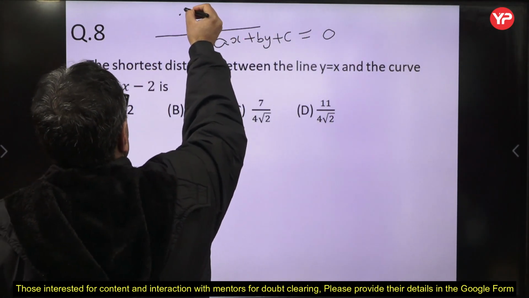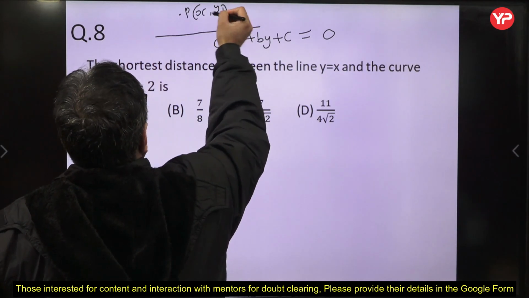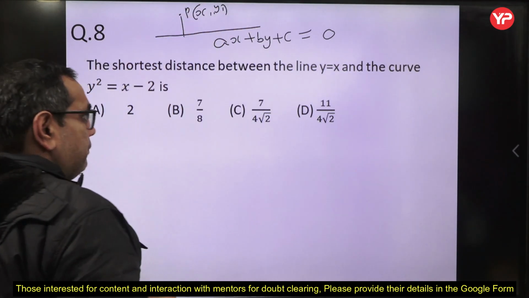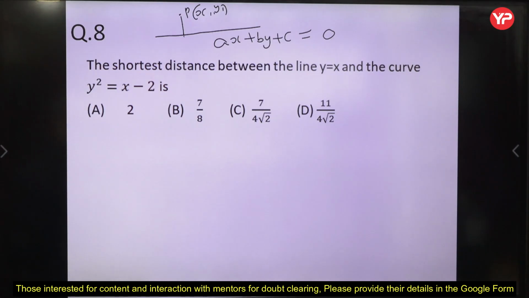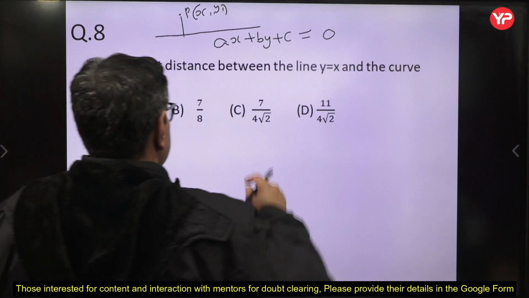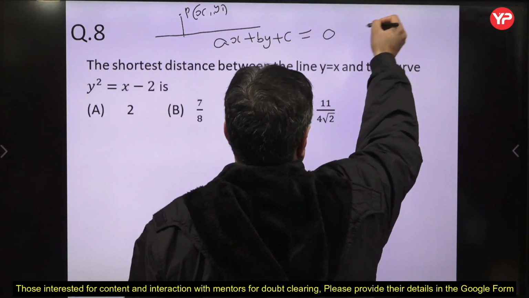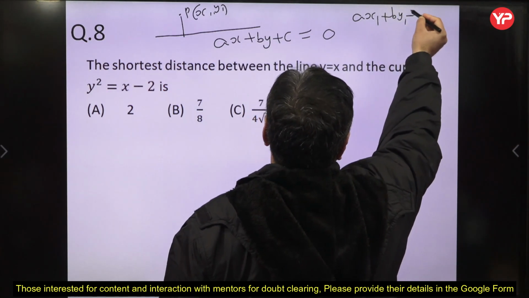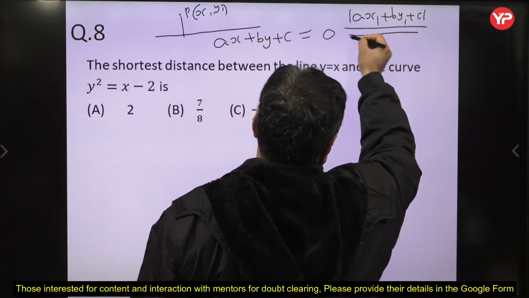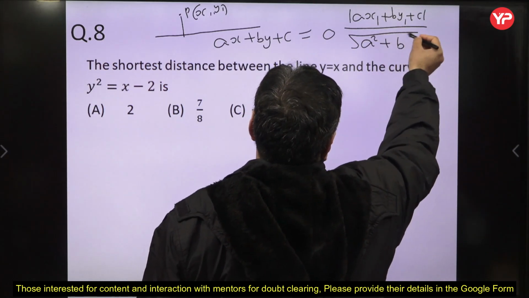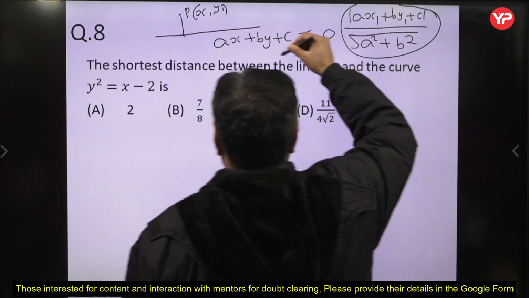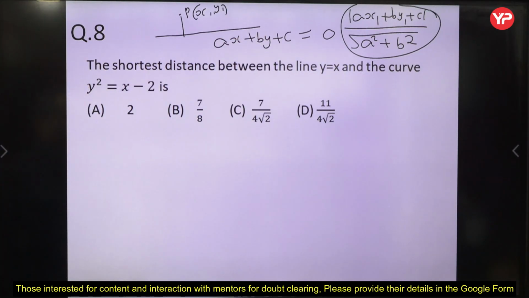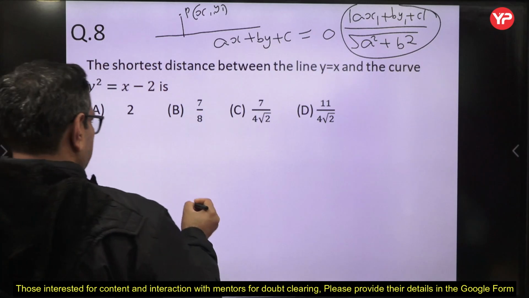And here is a point P having coordinates x1, y1. If we want to compute the distance of this point from this line, we take the perpendicular distance, that is the shortest. Shortest distance is perpendicular, right? So this distance is computed using modulus of ax1 plus by1 plus c, divided by root of a square plus b square. So this is the formula to compute the distance of a point x1, y1 from a straight line ax plus by plus c equal to 0. Got it?